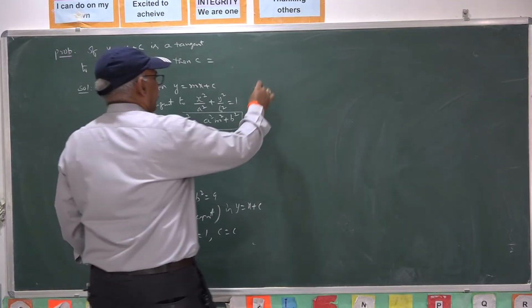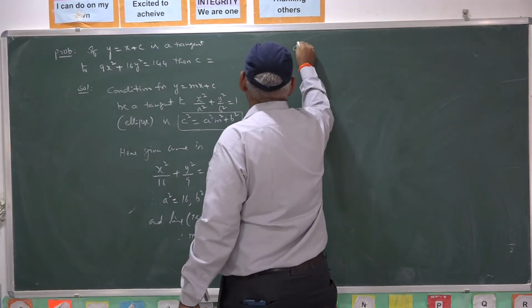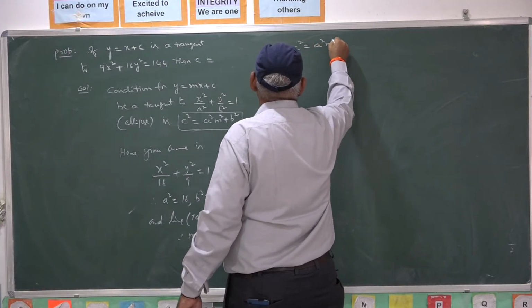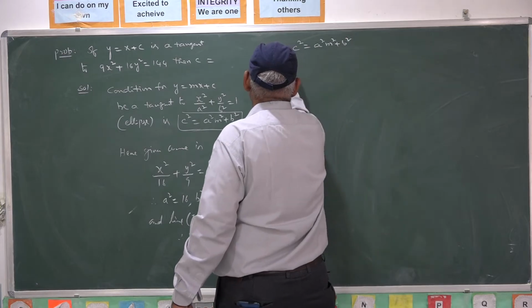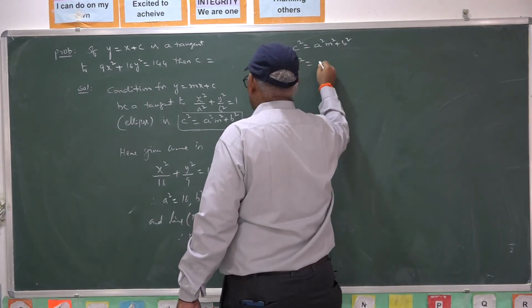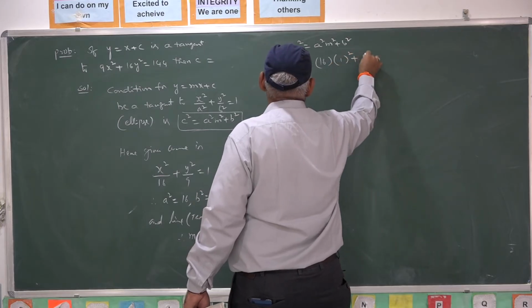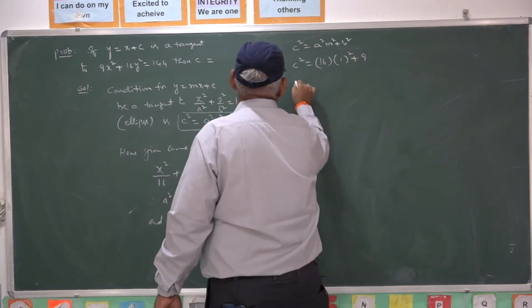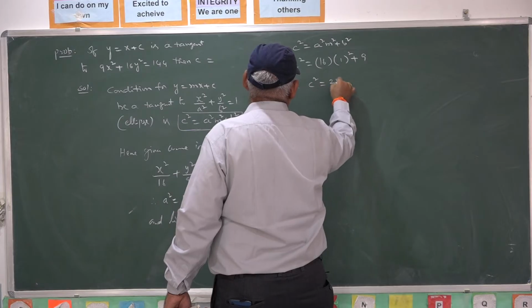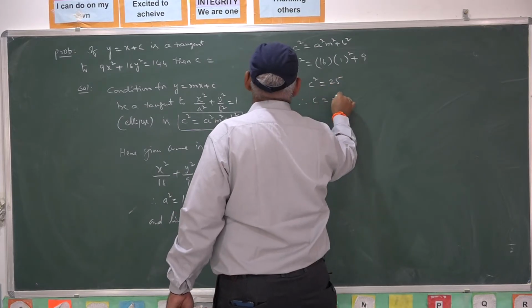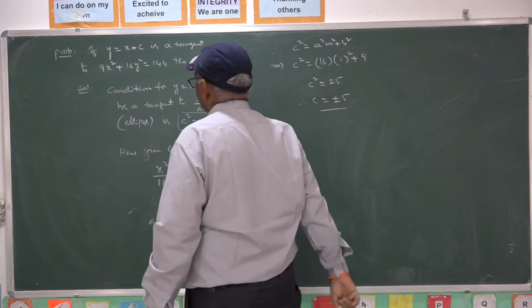Hence, c square equal to a square m square plus b square implies c square equal to 16 times 1 square plus 9, where a square is 16, m square is 1 and b square is 9. So, c square is 25. The value of c is plus or minus 5.